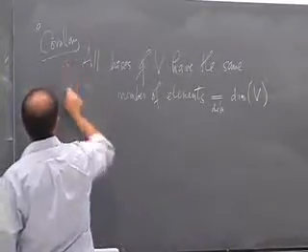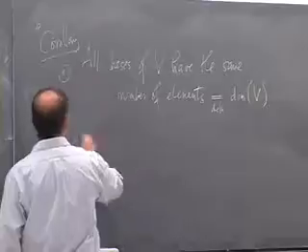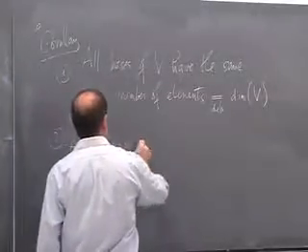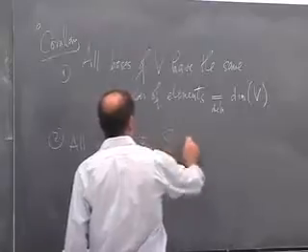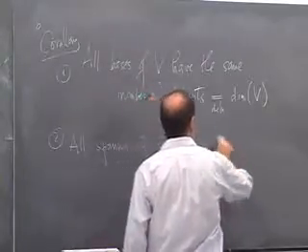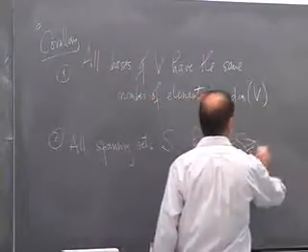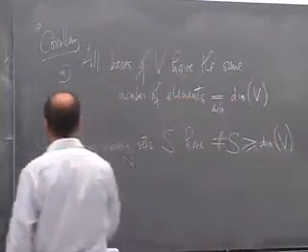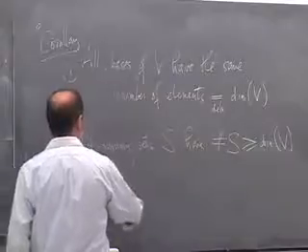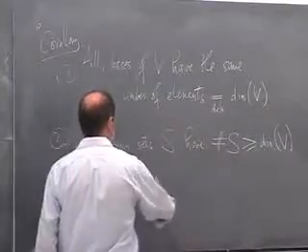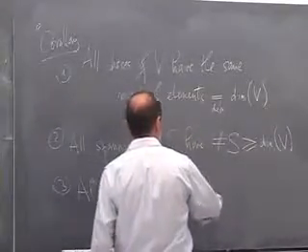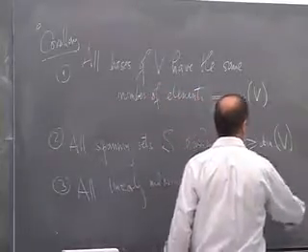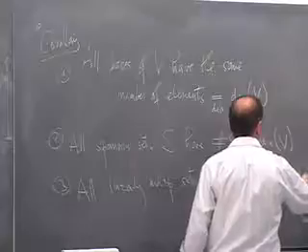That's the first statement. The second statement is all spanning sets have the number of elements in S at least the dimension of V. All linearly independent sets have the number of elements in the linearly independent set less than or equal to the dimension of V.